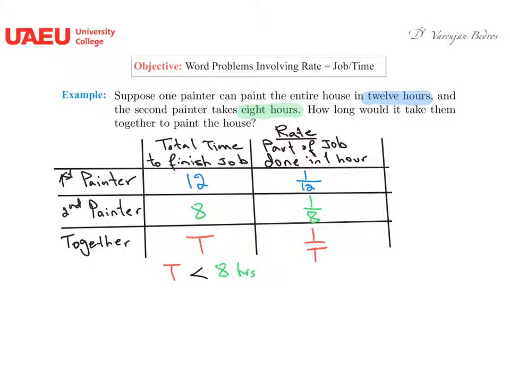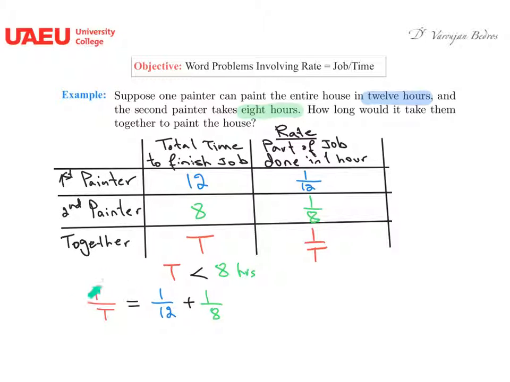So how do we find T then? If we look at what we have here, we see that 1/T is the part of the job done by both of them in 1 hour. However, painter 1 contributes 1/12 of the job, and painter 2 contributes 1/8 of the job when they work together. So that means 1/T must be equal to 1/12 plus 1/8.